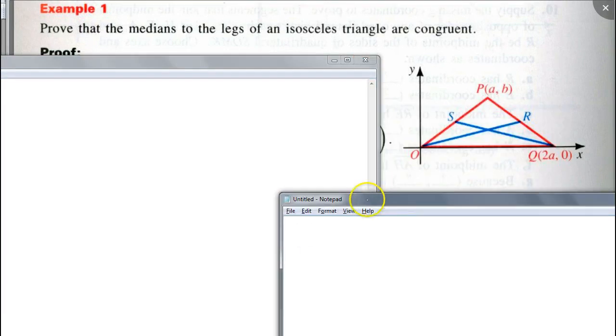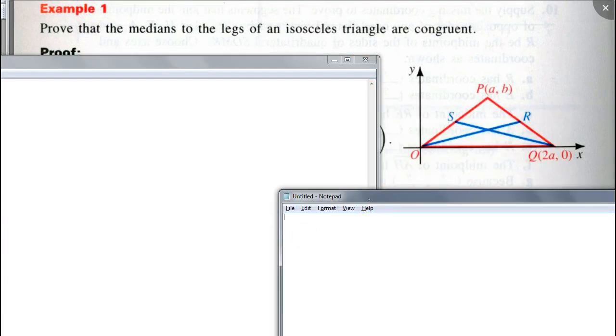isosceles triangle, right? And of course, to prove this, it's the same way as if you had one particular case, right? It's the same idea. Just like before, we're going to do what? Find the midpoints, right, which are S and R. And we know how to find the midpoints of S and R, don't we? And then we find the distance. Does that make sense? And notice they call P (A, B) and then Q (2A, 0).